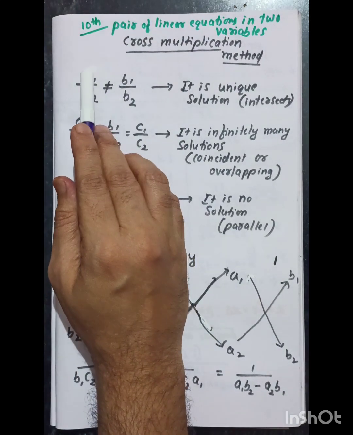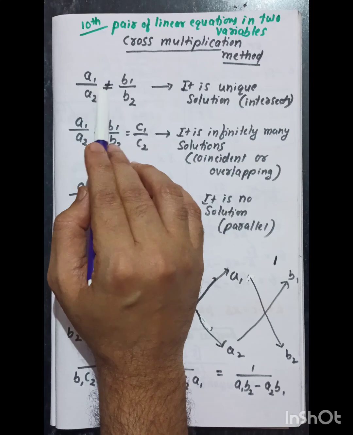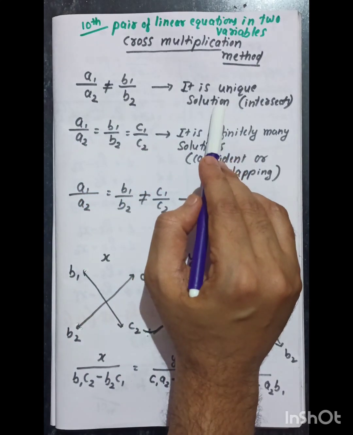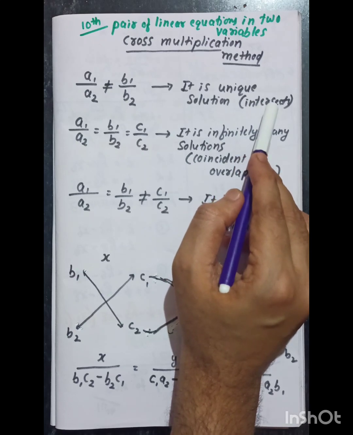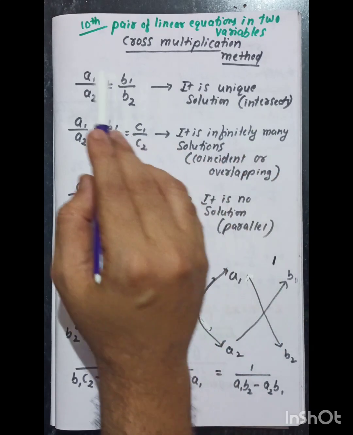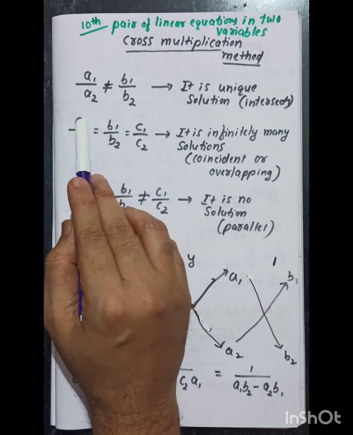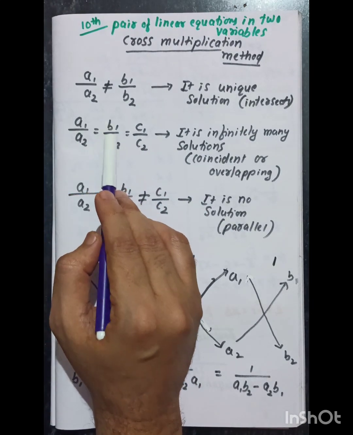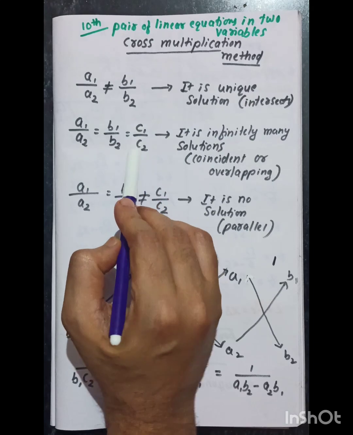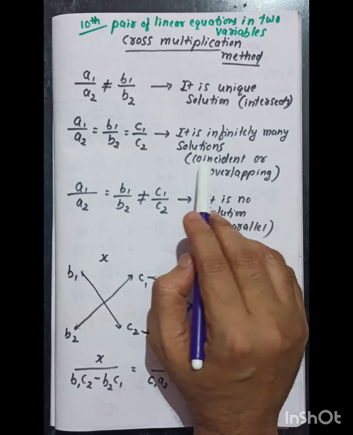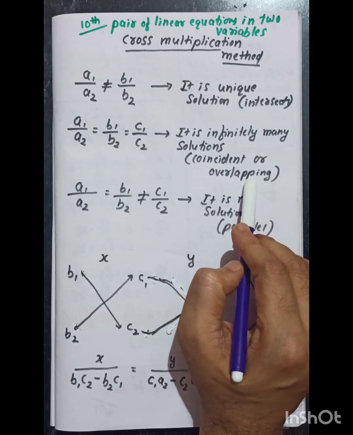Just observe the problem. A1 by A2 does not equal B1 by B2. It is a unique solution. It means the lines intersect. Next, A1 by A2 is equal to B1 by B2 is equal to C1 by C2. It is infinitely many solutions. That is, the equations are coincident or overlapping.